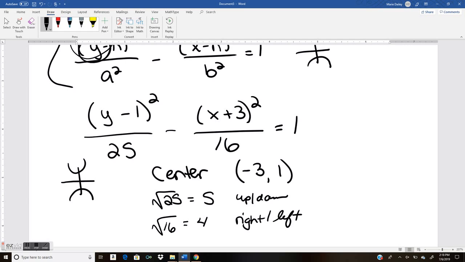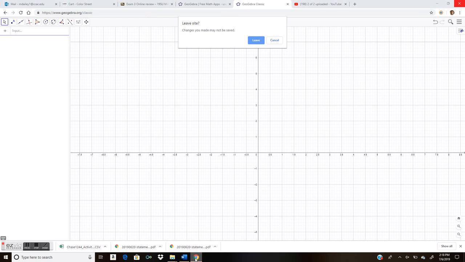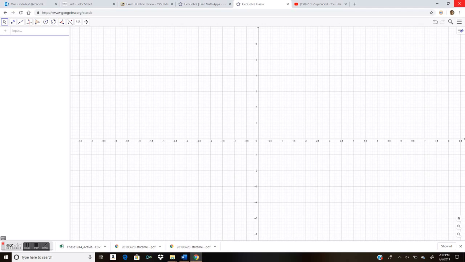All right, fantastic. So now let's start to graph this guy. Let's start adjusting our screen here. We have a center of -3, 1. We're going to be going up 5 units, down 5 units. I kind of want to scoot this up a bit, and we're going to be moving left and right 4 units. Okay, so we look good.